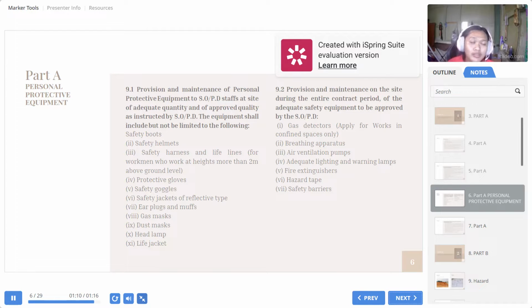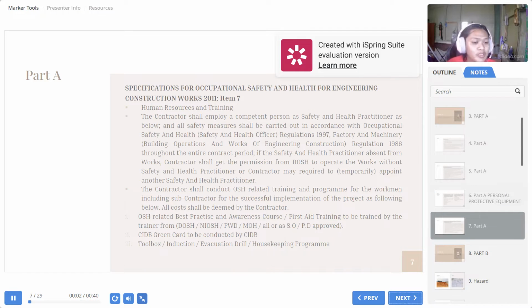So the contractor must follow OSH regulation 1997, factory and machine, building and workspace engineering construction regulation 1986 throughout the entire period of the projects. So the contractor also must get permission for the DOSH to operate the works there. So they must have papers and all the legislation for the projects to be done.